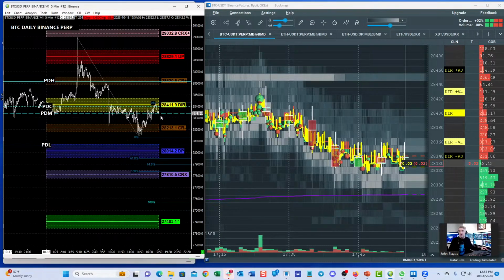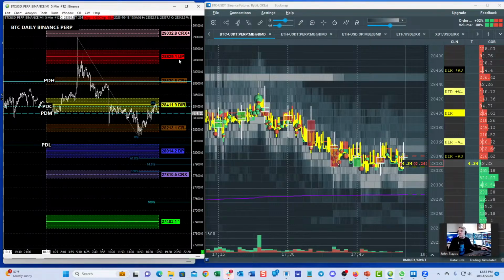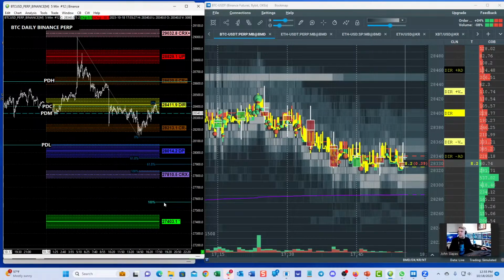But we also know if the market does start to roll over, what's the opportunity? Here we do have some confluence coming in at the CRX minus, and a lot of times the market likes to make symmetrical trades. So the fact that they topped out here, maybe they're going to bottom out at the CRX minus.